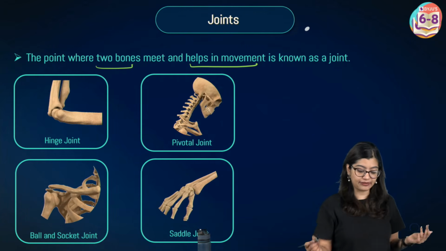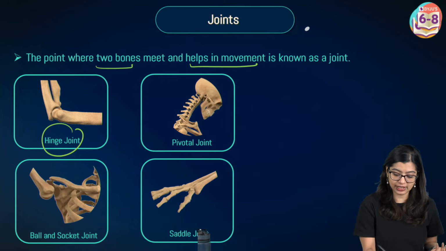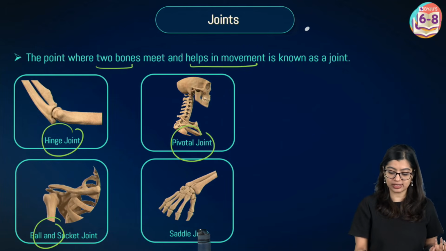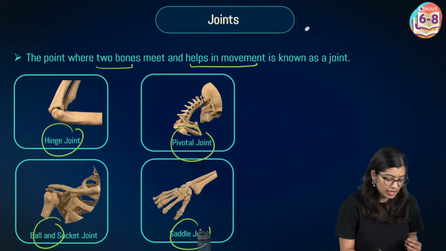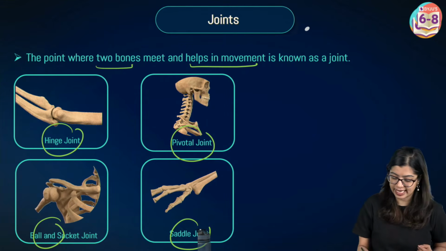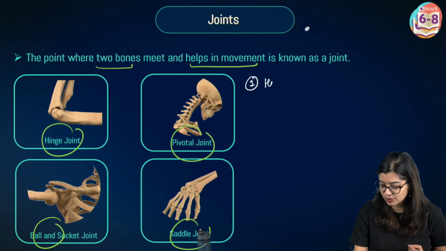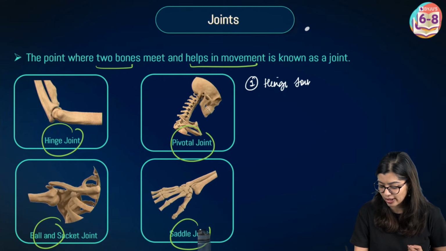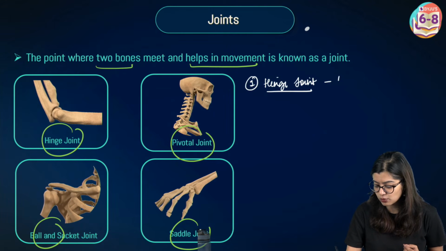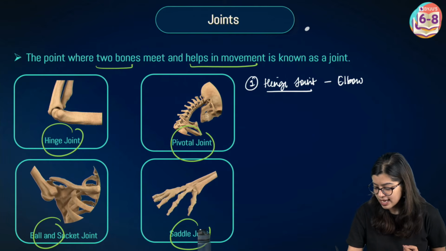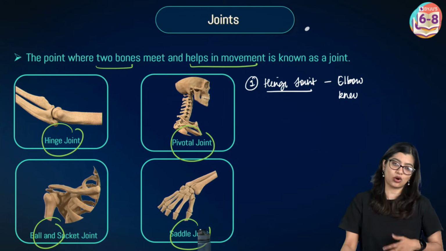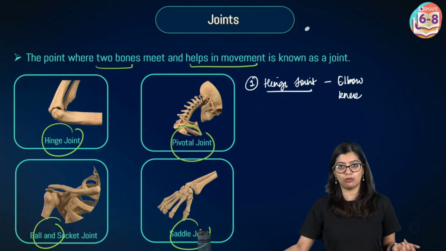And in our body, we have different types of joints. We have the hinge joint, we have the pivot joint, we have the ball and socket and saddle joint. So first up, let us have a look at the hinge joint, right? So the first one we will discuss is the hinge joint. Now the hinge joint is what we find in our elbows and in our knees, right? Which is why it's often known as the knee joint or the elbow joint.